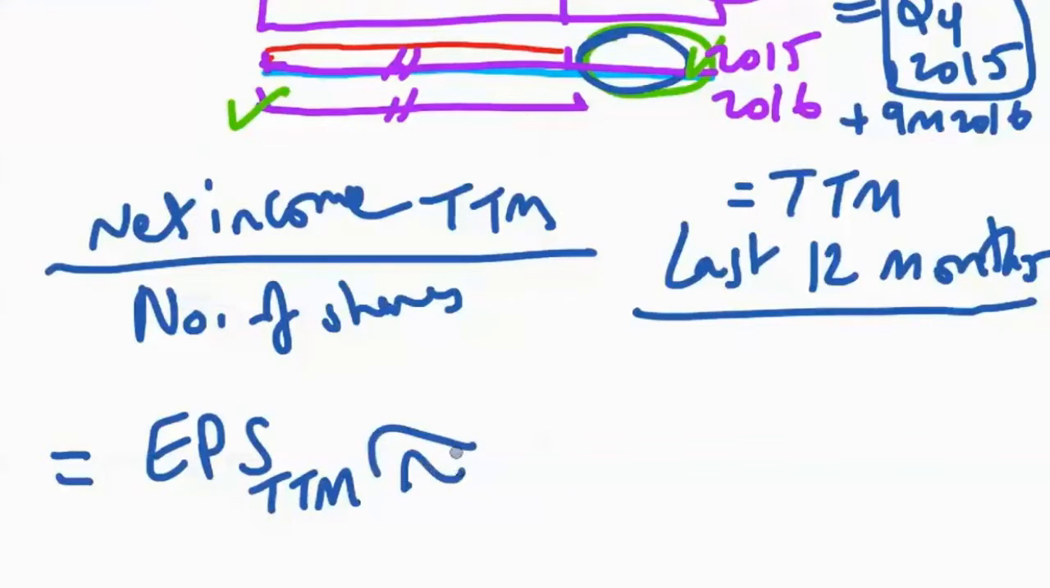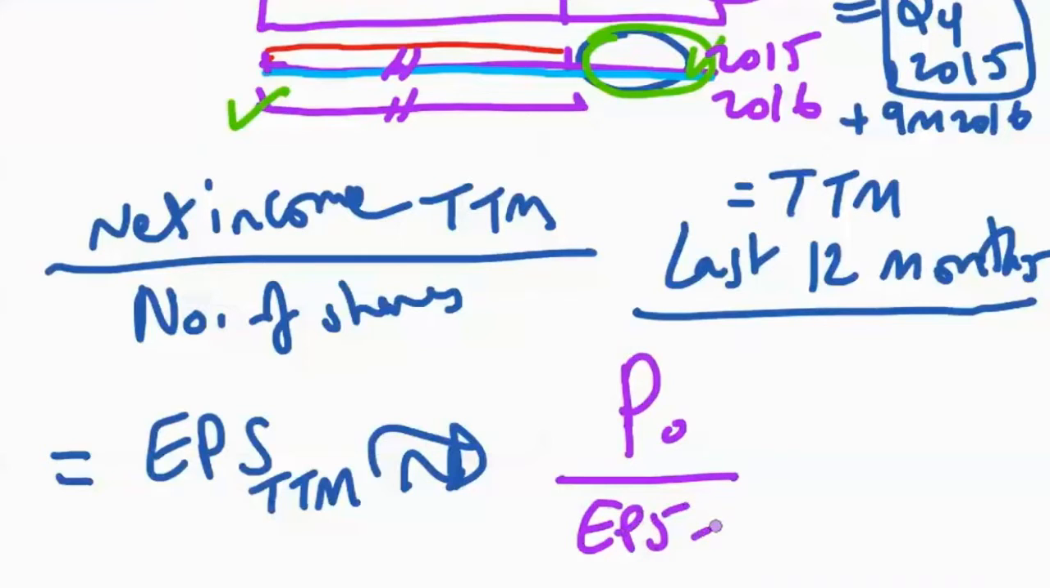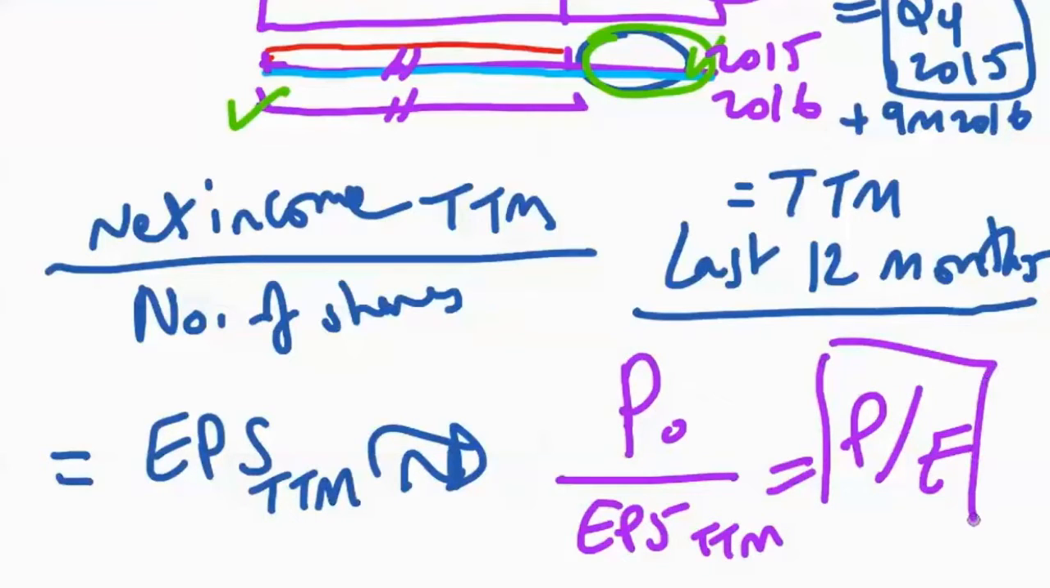So what do you need to do now? You need just to get the numerator, which is the price of the PE ratio, P0, which you can just get off any stock market screen. Divide that by EPS trailing 12 months. This gets you the PE ratio for this company.